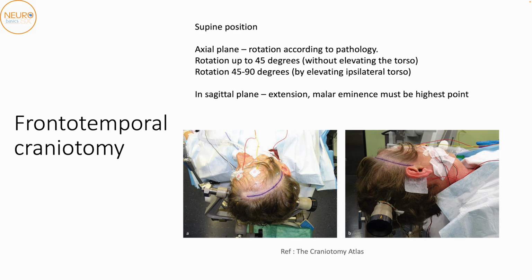Okay, so this is one of the most common craniotomies which we will end up doing. This is the frontotemporal craniotomy. As we can see over here, it is also in the supine position, but as compared to the previous two surgeries, here there will be some amount of rotation. In the axial plane, we rotate according to the pathology as we've already discussed. If you're going to rotate up to 45 degrees, you can do it without elevating the ipsilateral torso, and there's no need to put a pillow under the ipsilateral shoulder. But for any rotation beyond 45 degrees, you want to put a pillow or some sort of shoulder pad below the ipsilateral torso.